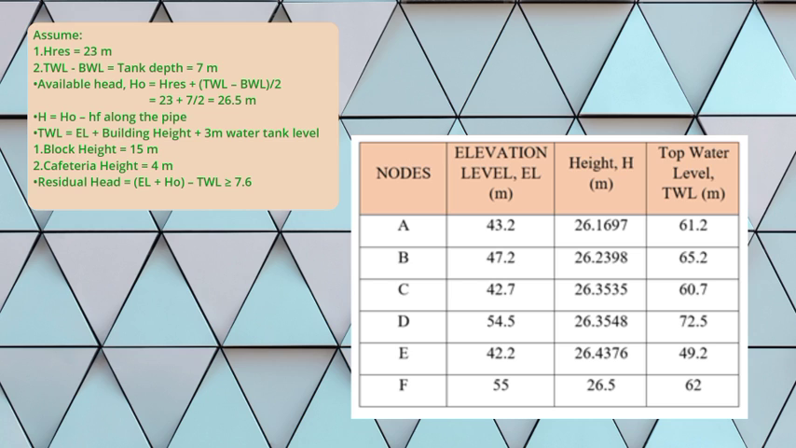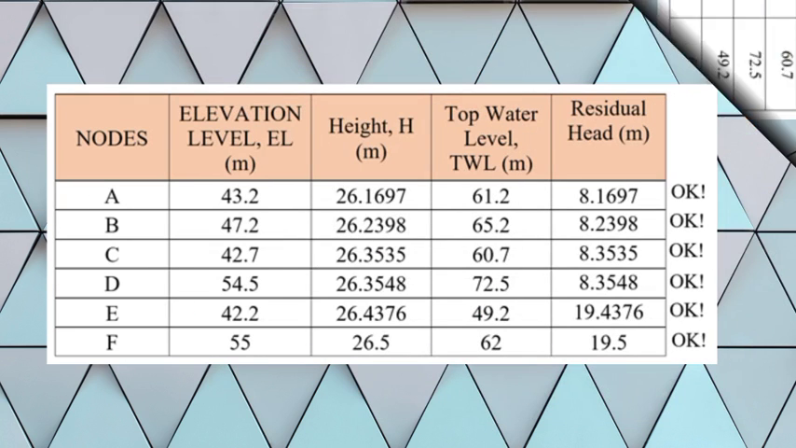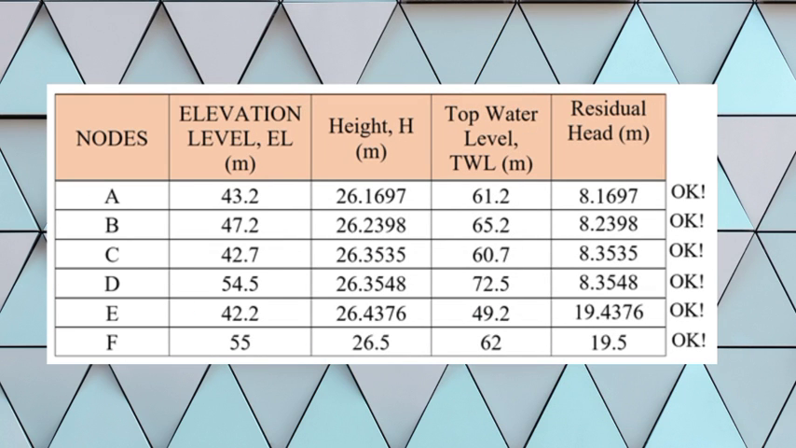Lastly, the residual head is the elevation level plus available head minus the top water level, and it must be more than or equal to 7.6. These results show that our residual head passed the minimum value, which is 7.6. Therefore, we do not have to redesign.